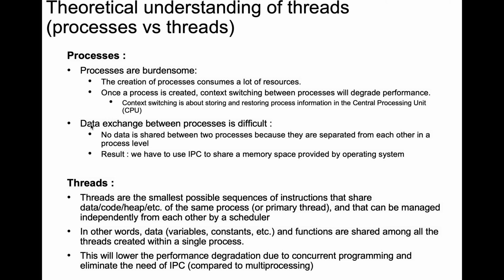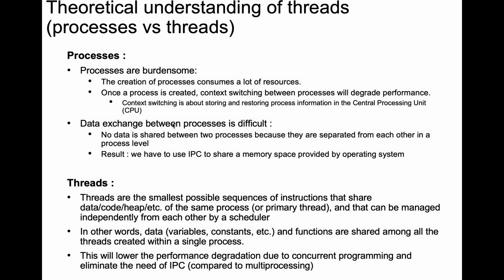And the next thing is data exchange between processes is difficult. As we have covered IPC, interprocess communication, we have seen that it's not an easy task to make two processes talk to each other. Because no data is shared between two processes, as they are separated from each other at the process level, we have to use some kind of IPC methodology to make two processes talk to each other, and that's also extra work, and that's not an easy task.